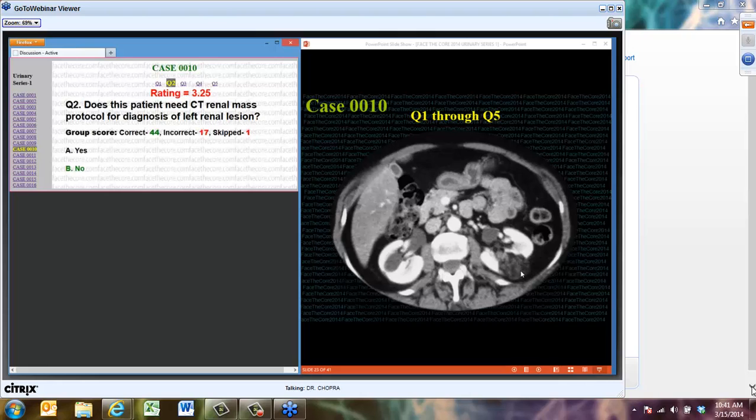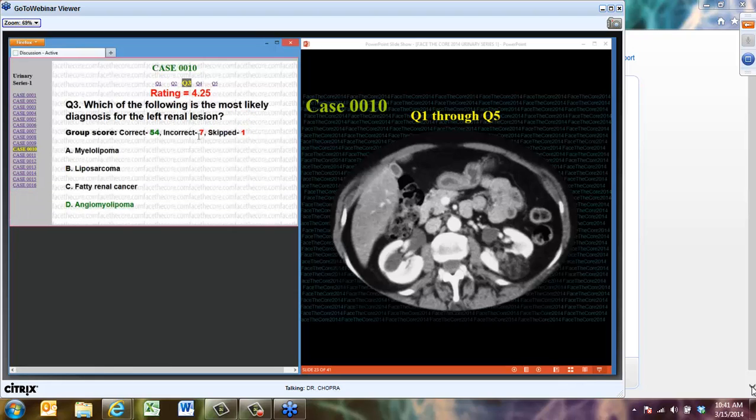This one has fat in it without any calcification. So even if you did a three-phase study, you're not going to get any extra information from that. After that, you'll still say, well, there is a fatty tumor, and that's it. And fatty tumors are mostly angiomyolipomas. If there is calcification in a fatty tumor, then it is unlikely to be an angiomyolipoma, because angiomyolipomas do not calcify. So which of the following is the most likely diagnosis for this left renal lesion?